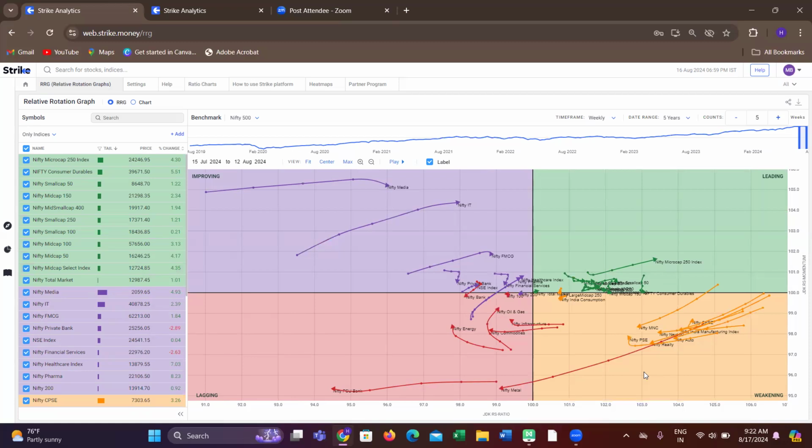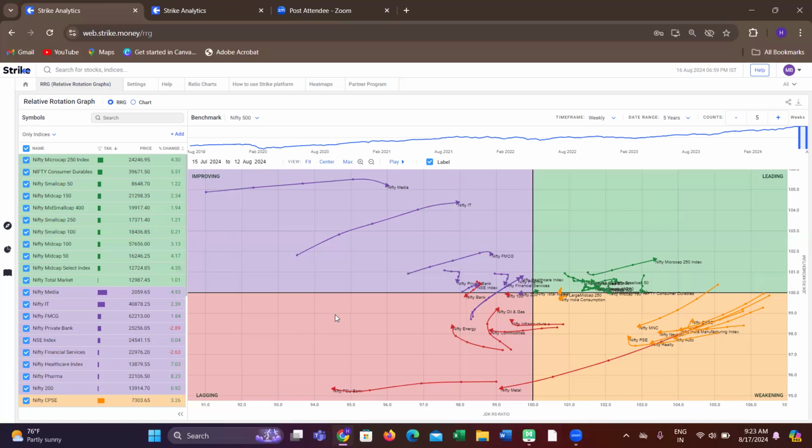Now moving on to the next quadrant. So this is the improving quadrant, right? Here, most of the stocks are out of the lagging zone, and they are showing some good RS momentum and are ready to enter into leading. So we need to be aware that all the stocks or indices which are in improving are showing good RS momentum. All right.